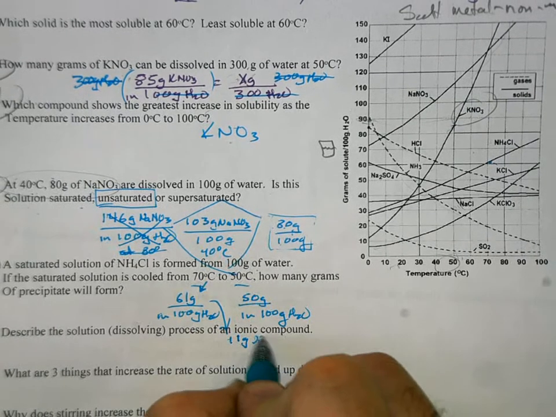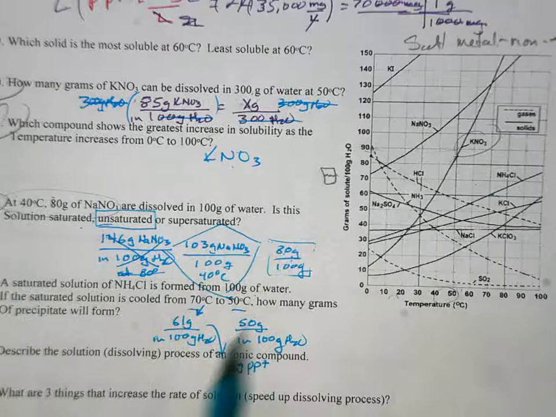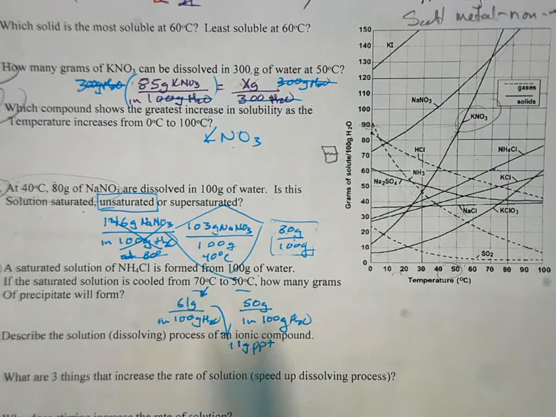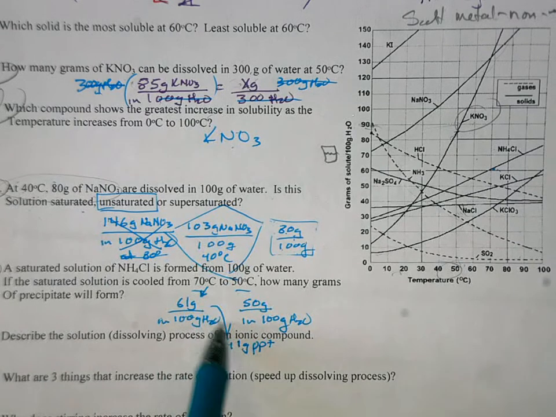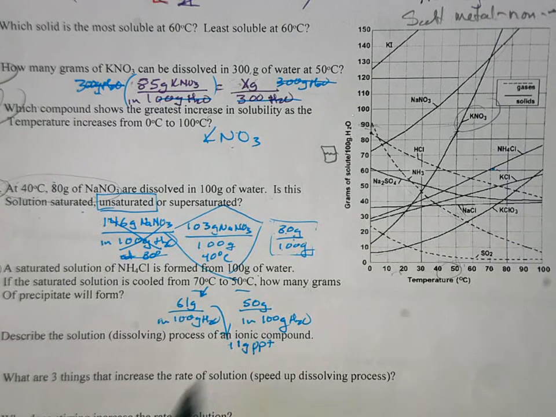I'm going to abbreviate that PPT. Because when it's warm, you can hold this much. When it cools down, it can only hold 50 grams in this much. And so we have to drop off. You have to get 11 grams of a precipitate formed in the bottom.